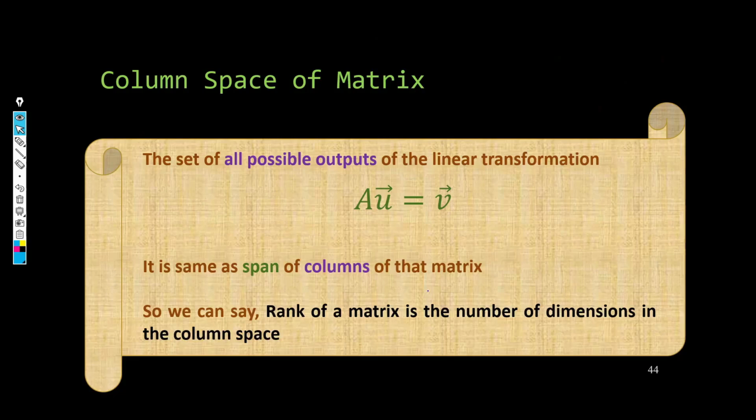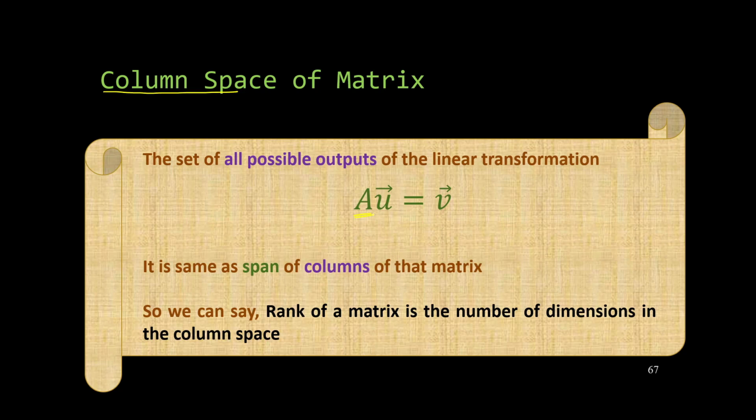One more thing I would like to tell you is the column space of a matrix. If you find these things very abstract and you want to leave the discussion as of now, you can leave it, but I would say these things are all very related, just different names to understand a similar concept. So the column space of a matrix is the set of all possible outputs of the linear transformation.